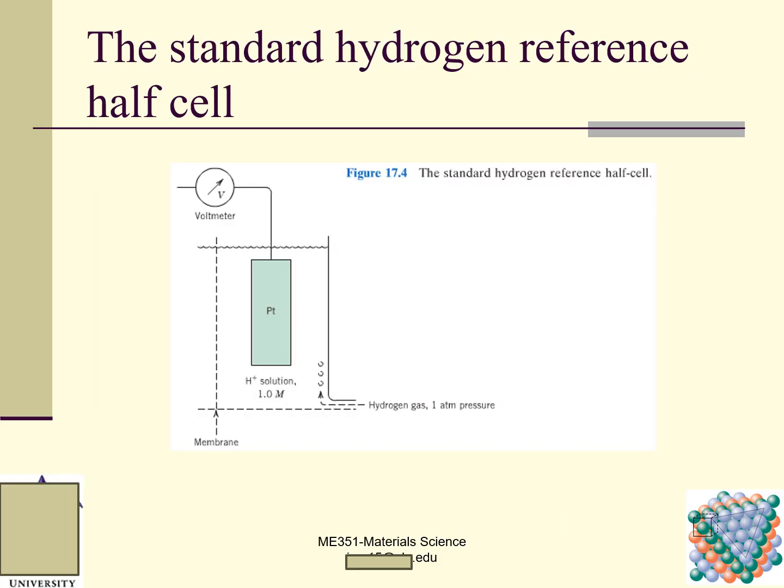Then this slide shows the standard hydrogen reference half cell. You can see here this voltmeter, this voltage. So this is a platinum electrode, and we have an H+ solution, 1.0 mole. Then we just feed the hydrogen gas. You can see we feed the hydrogen gas at 1 atmosphere pressure.